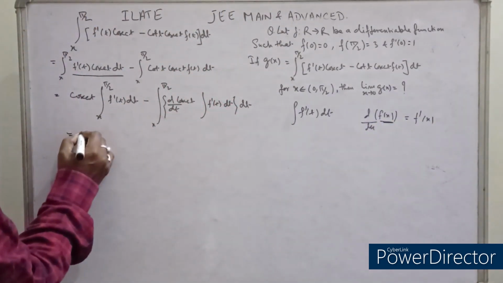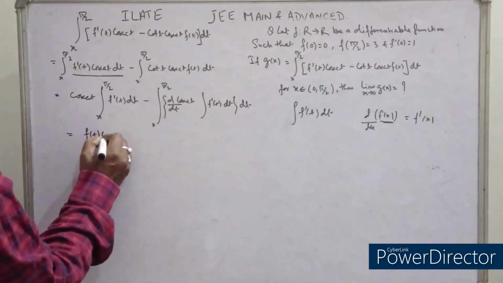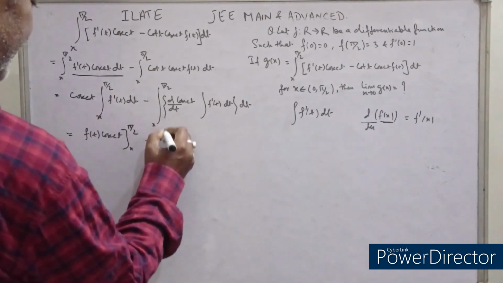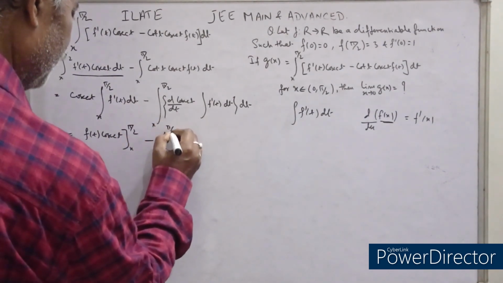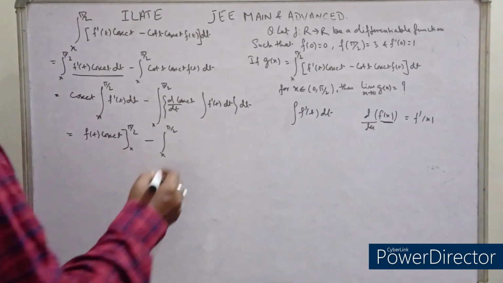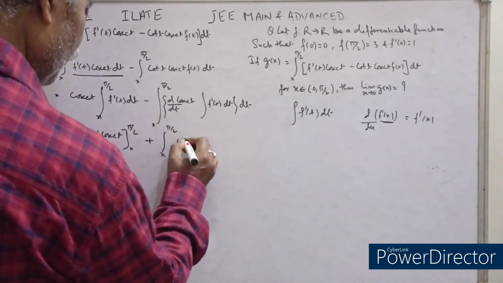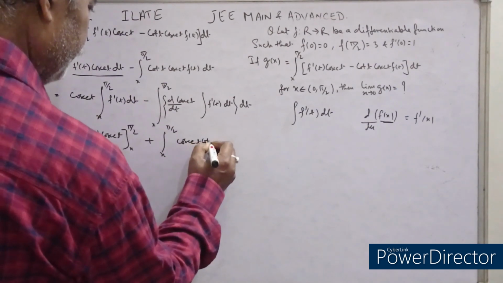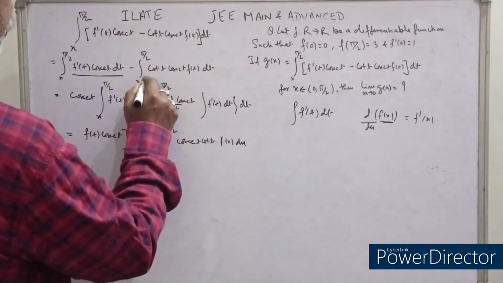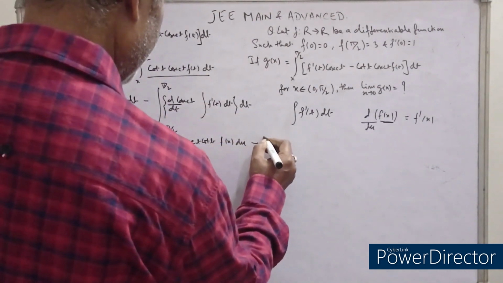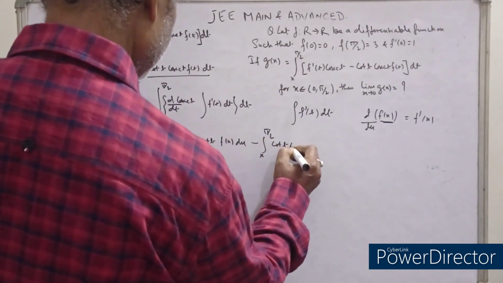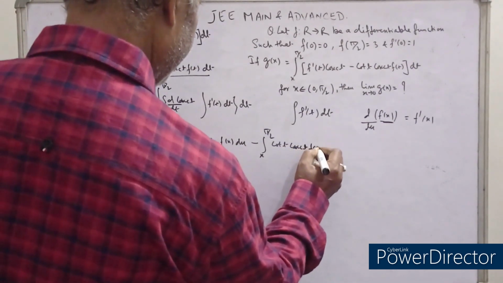So here this will be f(t) cosec t from x to pi by 2, and the differentiation of cosec t will be minus cosec t cot t, minus this will be plus. So this will be cosec t cot t, and the integration of this will be f(x) dx, and this part will be attached to it. So this is minus integral from x to pi by 2 of cot t cosec t f(t) dt.